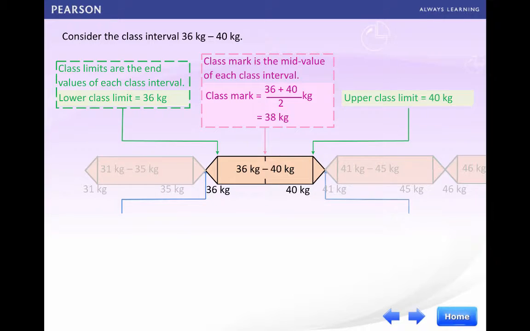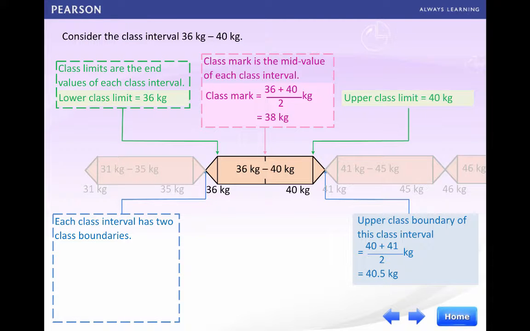And then for the two boundaries, we would use this. The upper class boundary, we would find 40 plus 41 over 2, we will get 40.5 kg. So what is 40 and 41? 40 is the upper class limit of this class interval. 41 is the lower class limit of the next interval. We found the average of this, that is 40.5 kg.